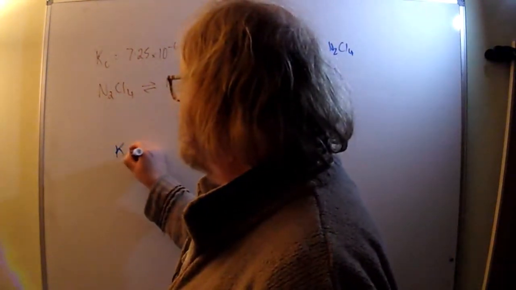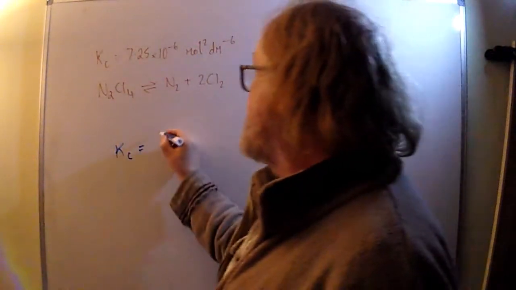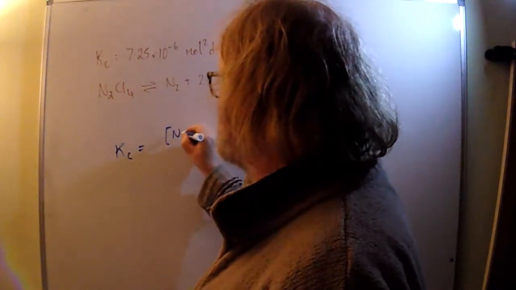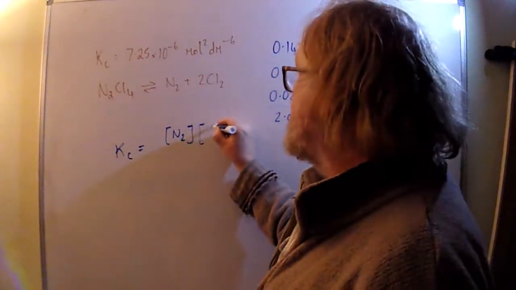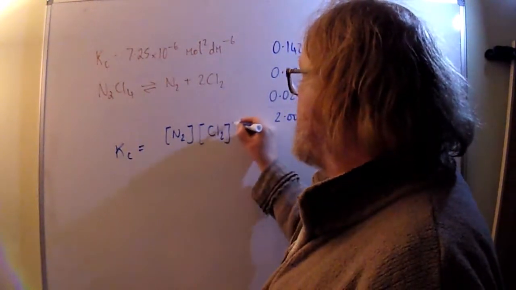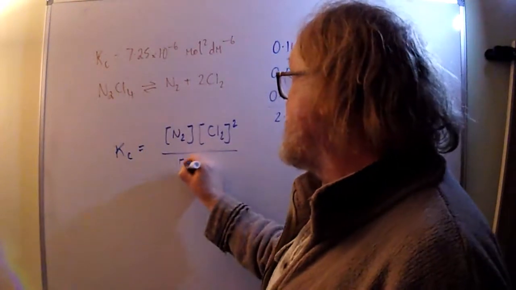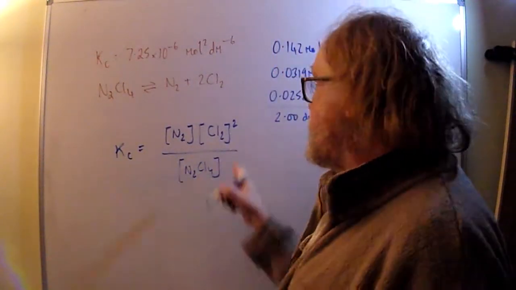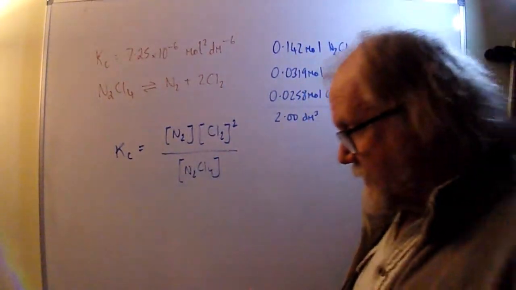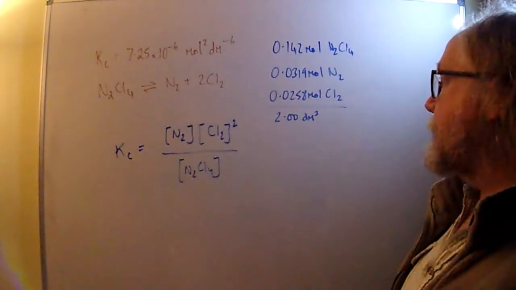So we've got Kc, and we just follow the normal things. Stuff on the right goes on the top, so it's Kc, and therefore we're talking about concentrations rather than partial pressures. So N2 times Cl2 squared, because there's 2 Cl2 there, divided by N2Cl4. So that needs writing down. Okay, you've got to write the expression down. It doesn't explicitly tell you to do that, but that's the basis for the whole question.